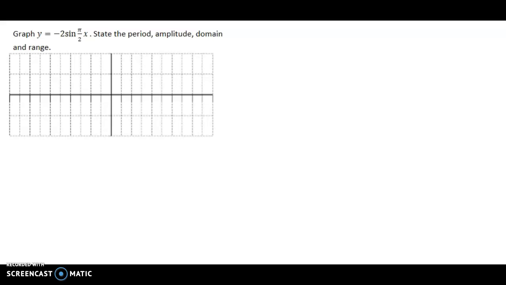Okay, now we're going to graph this function y is equal to -2 sine of pi over 2x. So we're going to go through the same steps. The first thing we want to do is find the period. When we find the period, you have to have memorized that period is equal to 2 pi over b, and that's for every sine and cosine function. In this case, we have a b of pi over 2.